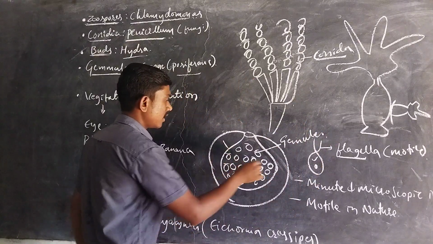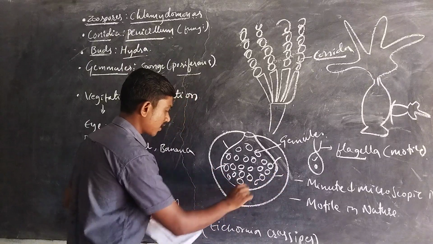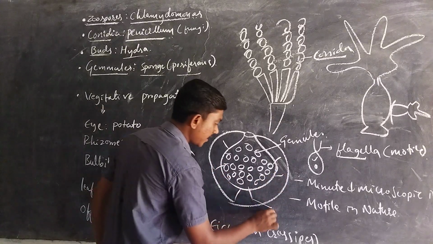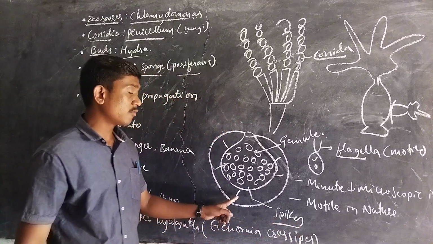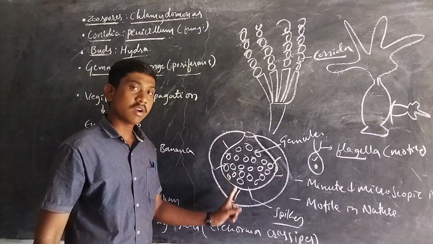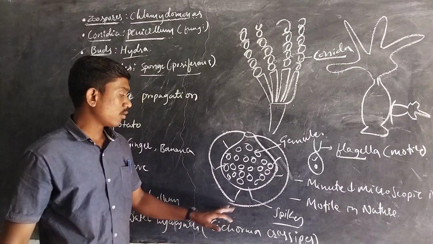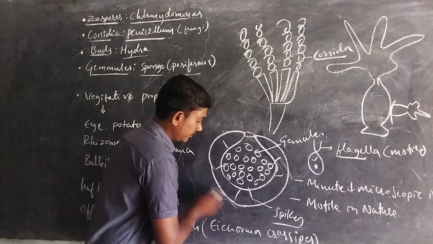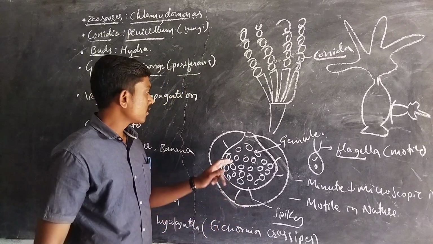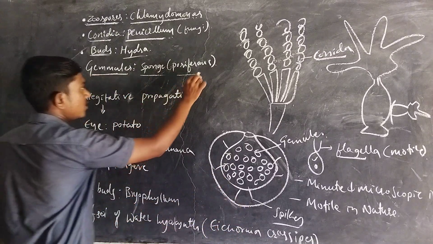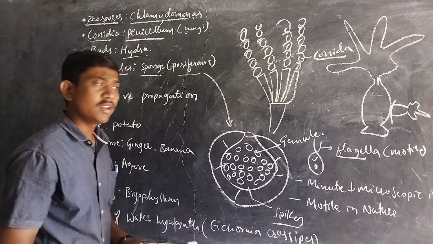Right? And they also have these spine-like structures, which are called the spikes. This diagram is clearly mentioned in your NCERT. Go and watch the diagram and you will come to know the definite idea about it. So the gemmules are the specialized structural units in case of the poriferans.